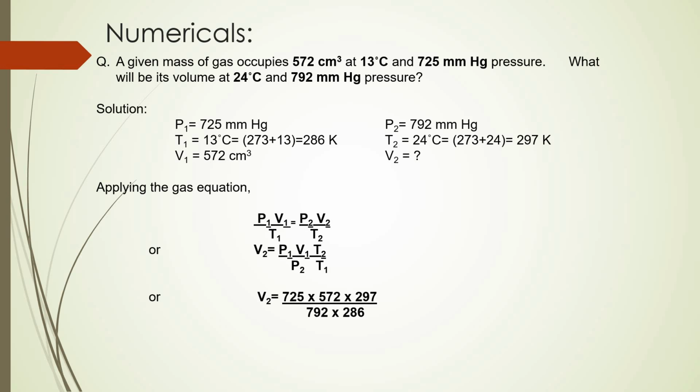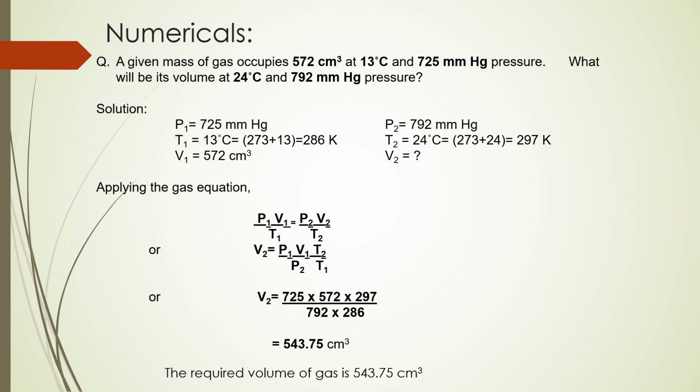Now just substitute the values of P1, V1, T2, P2 and T1. We get 725 into 572 into 297, which is T2, divided by 792, which is P2, into 286. And when we solve this equation, we get the value 543.75 centimeter cube, which is the required final volume. Hence the required volume of gas is 543.75 centimeter cube. Solving these types of numericals is very easy, provided you know what you have to do.